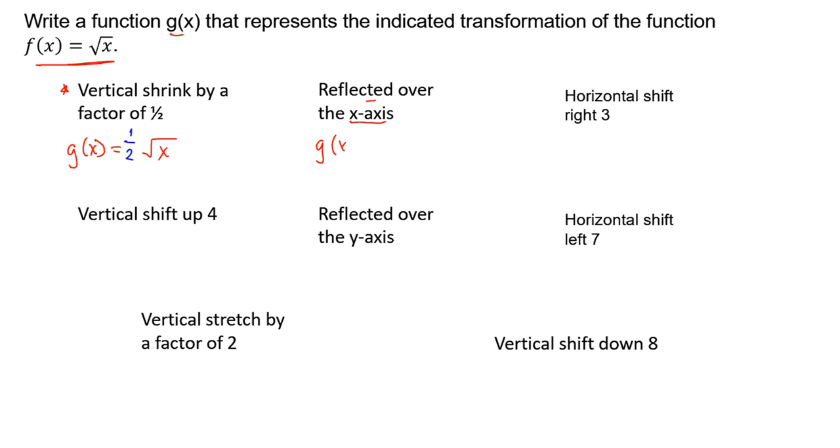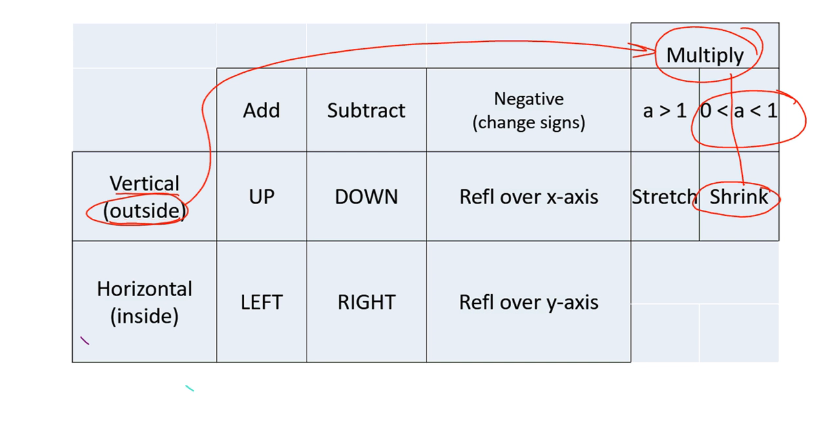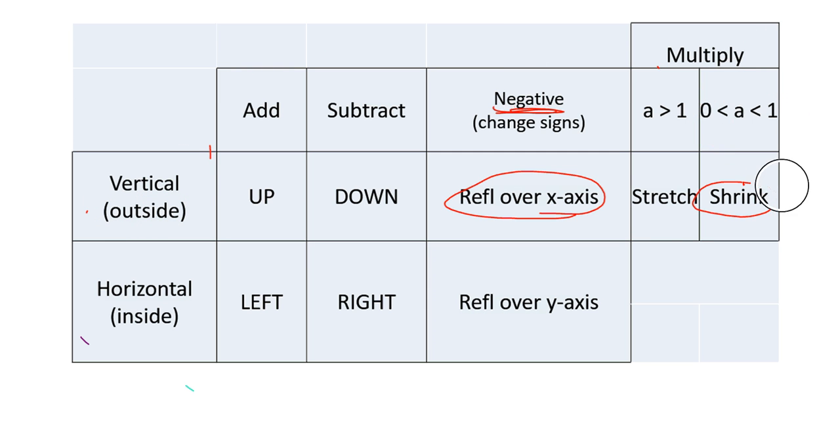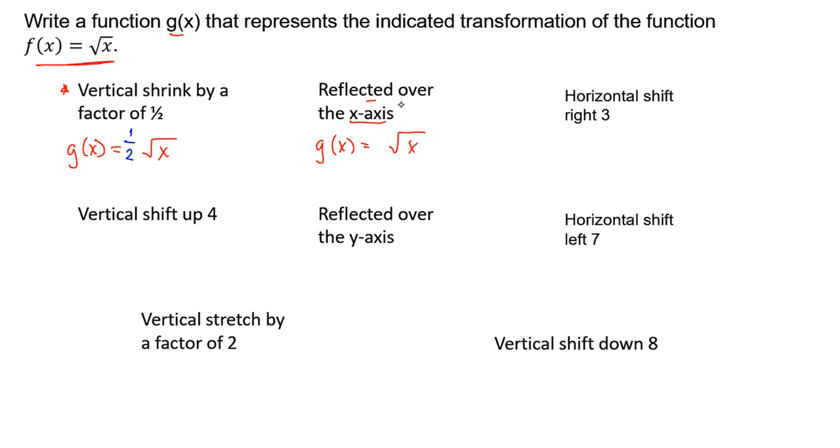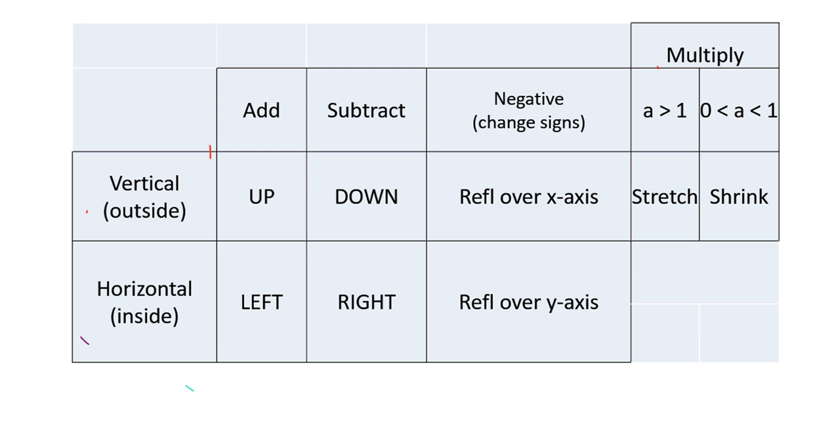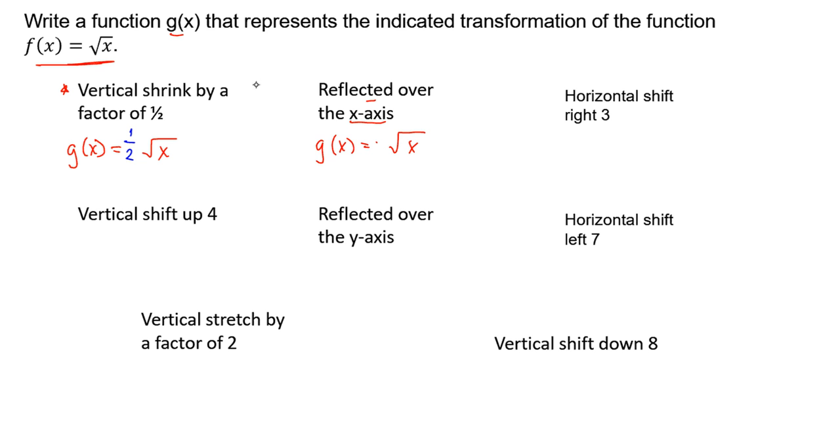Okay, next one says reflected over the x-axis. So I'm going to have my original function. Okay, let's go back to our cheat sheet. It says reflected over the x-axis is that one, which means put a negative outside. Okay, we are doing reflected over the x-axis, which means we're going to put a negative outside. Okay, negative outside.